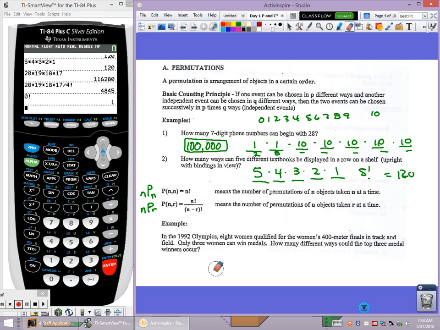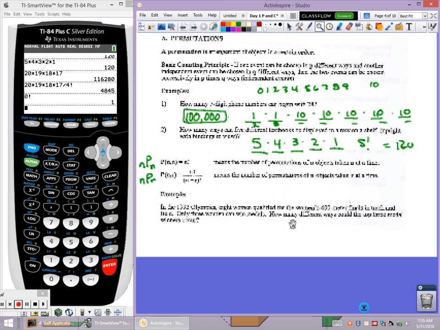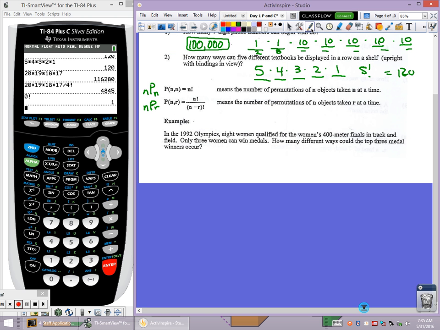Okay, so we're actually not going to do that. We are going to say, well, does order matter? That's our first question in every one of these questions. Top 3 medals. You get gold, silver, and bronze. So you have 3 different options. The order matters. So if order matters, we're talking about permutation. So we're going to use this formula right here.